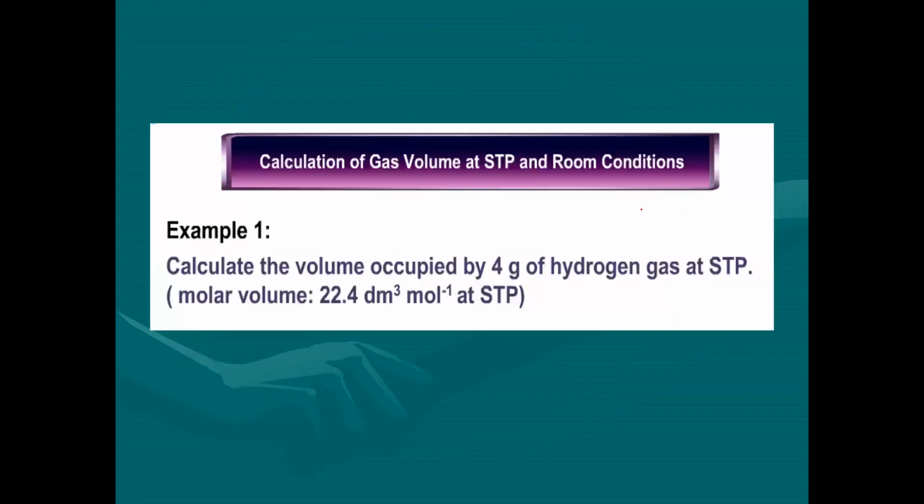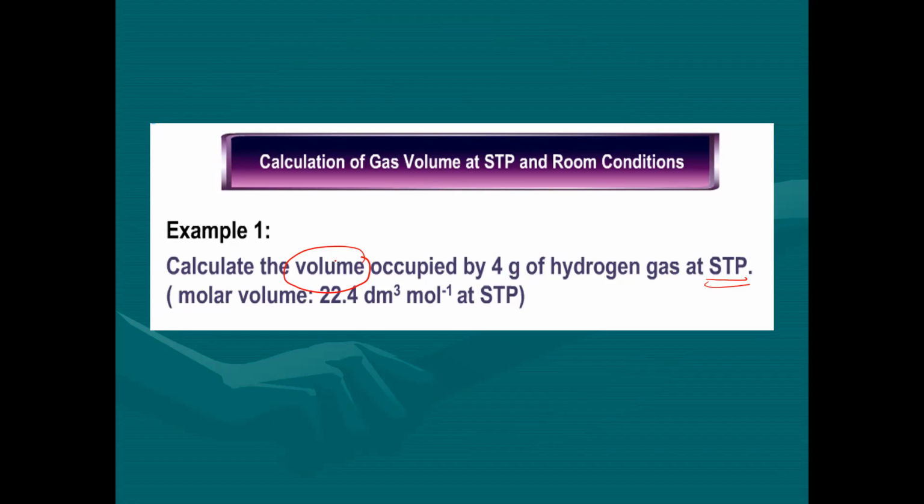Let's do a question. This question is a typical SPM question. It is not direct. You have to find one to find out the other. So let's see what they want me to do. What's the volume occupied by 4 grams of hydrogen gas at STP? Okay, so listen how the teacher is going to do it. I've got 2 ways to do it. They are the same actually.